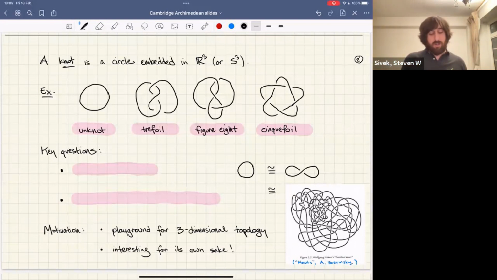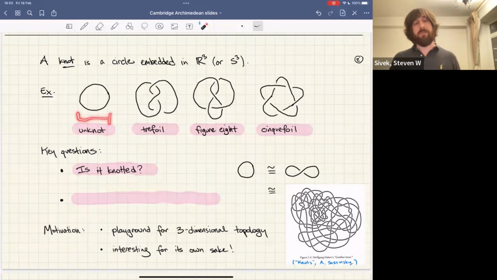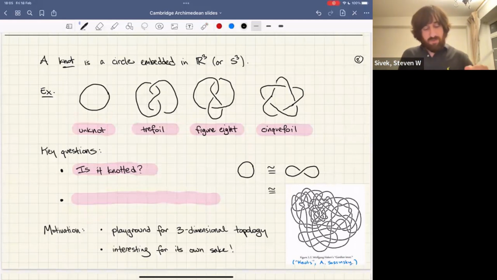Anyway, so some key questions that you might ask, the most basic things, as with any new object, you want to classify it. So the first thing you might ask is, is it actually knotted? In other words, if I have a picture of a knot, like maybe this trefoil here, is there some way I can wiggle this around continuously? I'm not allowed to break it, to cut it open and glue it back together. But maybe I'm just looking at it from the wrong angle. And if I move it around a bit, can I get it back to a picture of the unknot? So that's the first question you might ask.